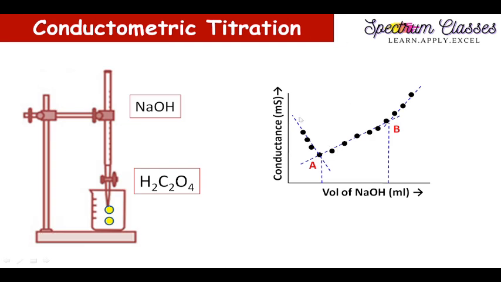In the literature it is given that the titration of oxalic acid versus NaOH gives this kind of graph between conductance and NaOH volume. This is for the first dissociation and this is for the second dissociation of the proton. Here you can see this one is sharp and this one is very weak, so this is how one can relate this. Now we are going to see the lab activity.